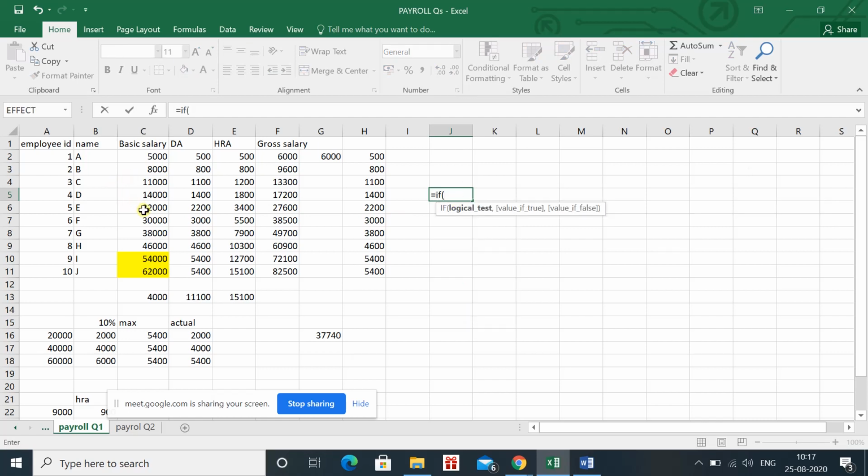If this particular cell is 20,000, then give me true, otherwise I want you to write false. So now see, I have written that if in this particular cell the value is 20,000, then give me true, otherwise give me false. In this case you can see that the cell which I have selected has the value of 22,000, not 20,000. So it has given me false.